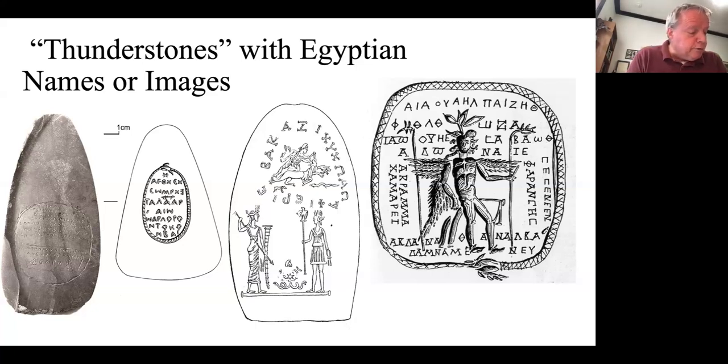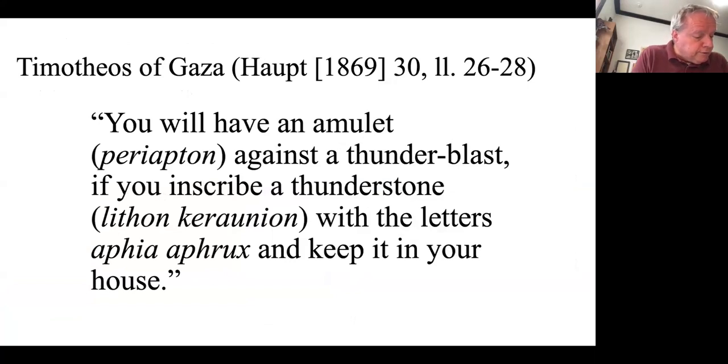At least 10 of these prehistoric axe heads were found in the Roman East and carry Greek inscriptions, symbols or images that confirm their use as amulets in the eastern half of the Roman Empire, as does Timotheus of Gaza, a 5th century author who tells us quite explicitly that you will have an amulet, a periapton, against a thunder blast if you inscribe a thunderstone with the letters Aphia Afrux and keep it at your house.